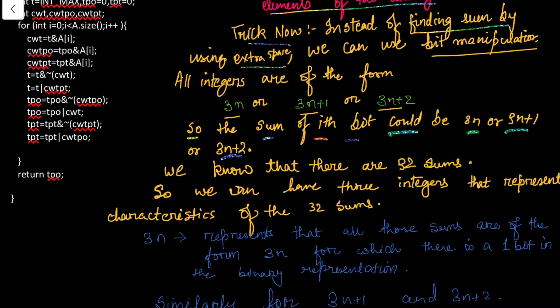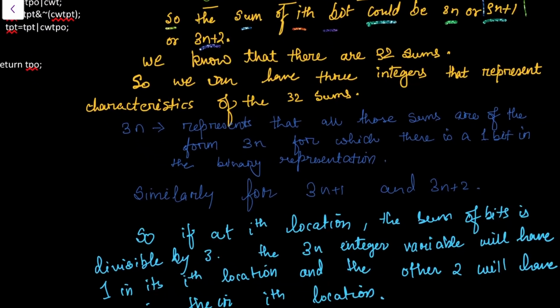We are only concerned about the 3n plus 1 location sums, right? The sums which are of the form 3n plus 1, at those locations our answer will have value 1 or the bit 1. At other locations our answer will have bit 0, in the binary representation of our answer.